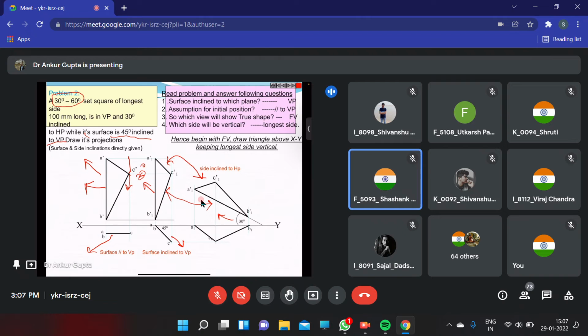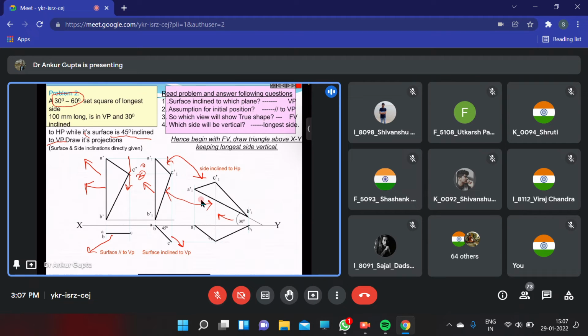Yes, sir. And we can take the angle from the right side also. I have already told you many times, you can take it from left or right. It depends entirely on you. This one is a replica only.